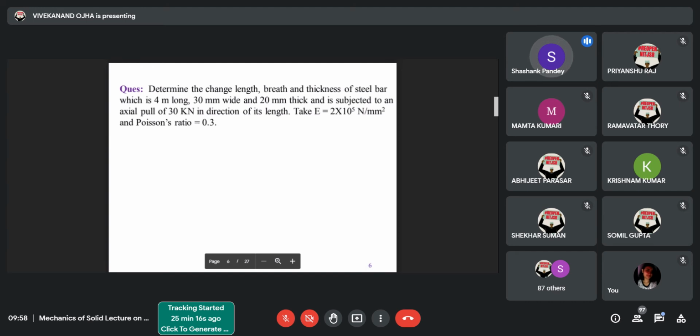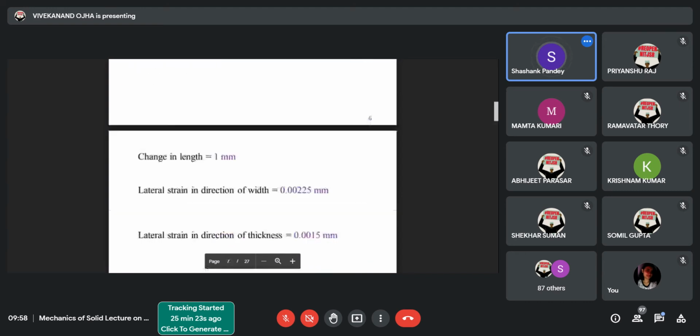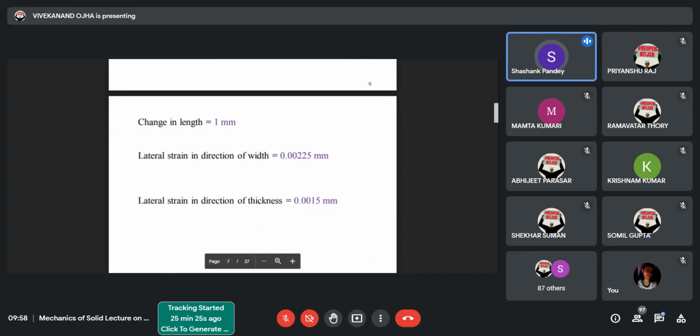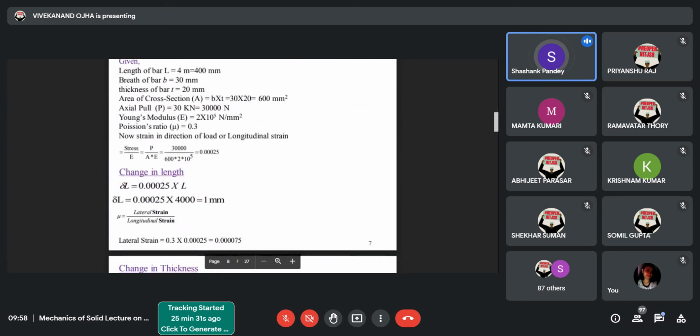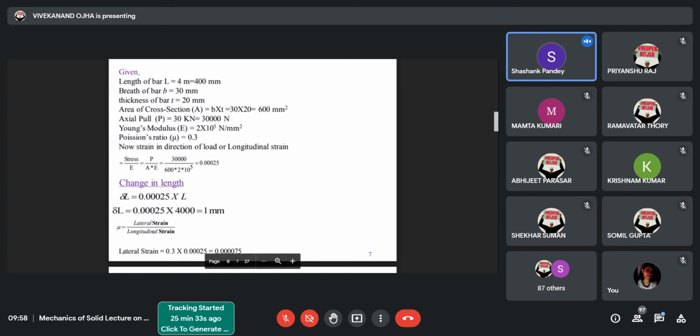Okay, so let us look for the solution for this. These are the answers, and we will straight away look for the solution. Length of bar is given to us as 4000 mm. Breadth is 30 mm. Thickness is 20 mm. So obviously we can calculate the area of cross section. This comes out to be 600 mm square.